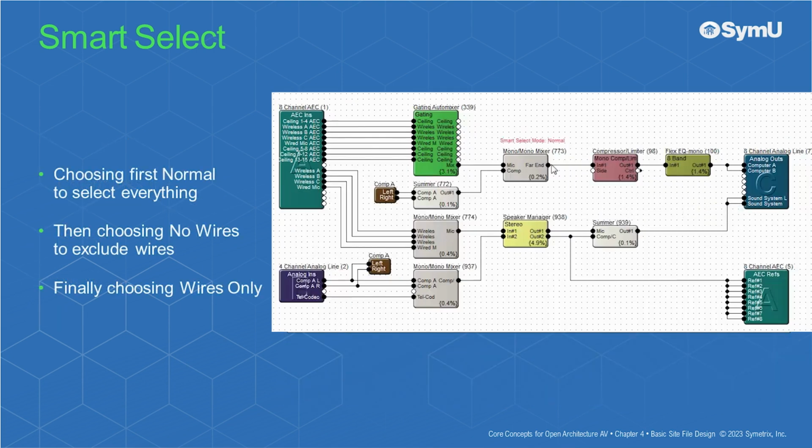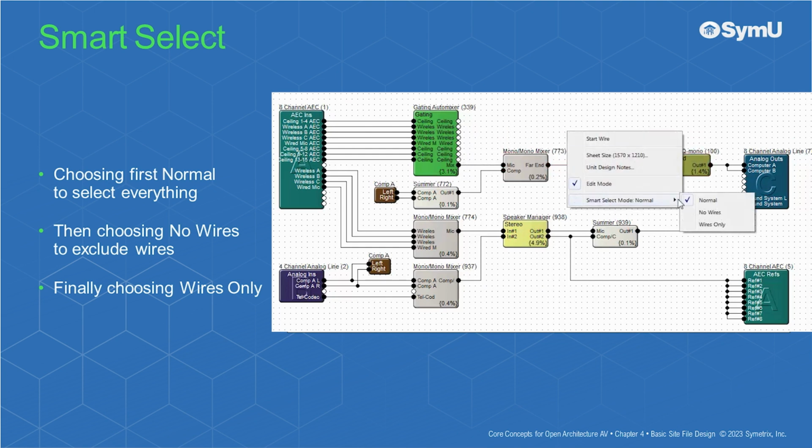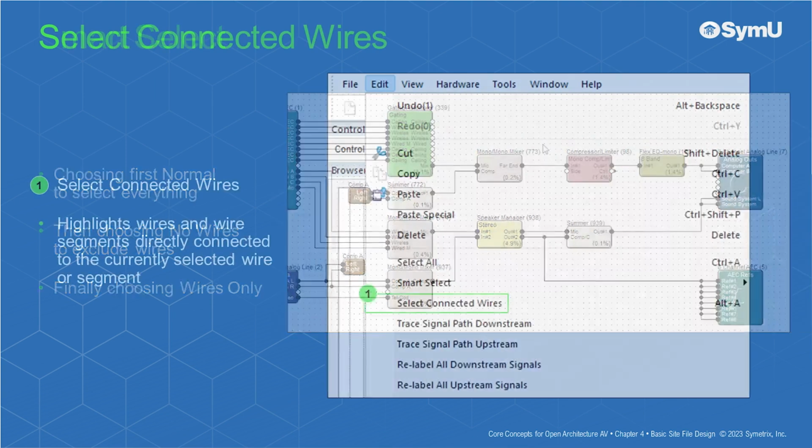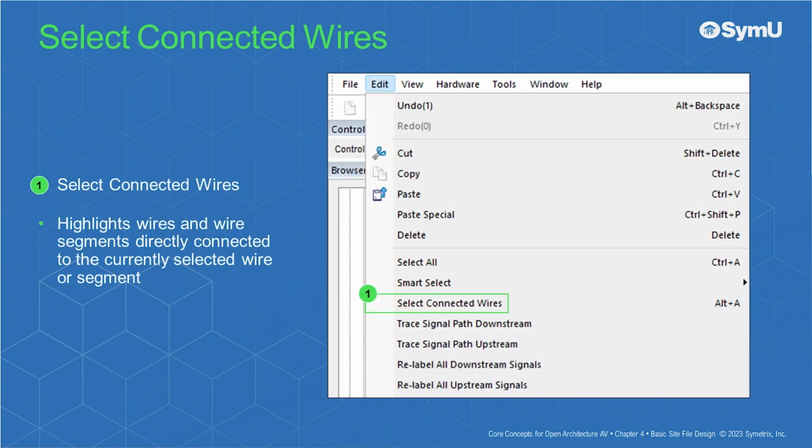This example shows choosing first normal to select everything, then choosing no wires to exclude wires, and finally choosing wires only to lasso wires exclusively. Select Connected Wires highlights wires and wire segments directly connected to the currently selected wire or segment.